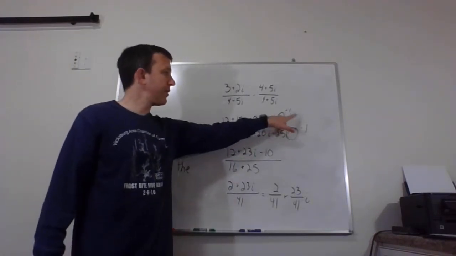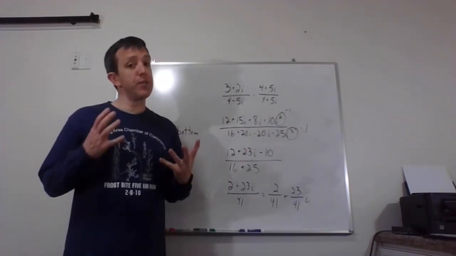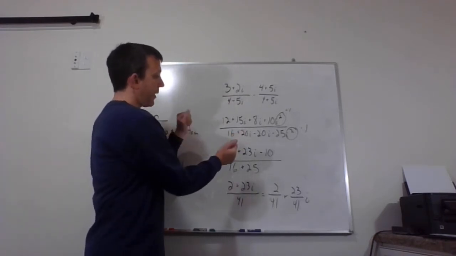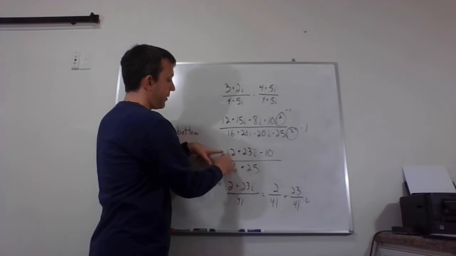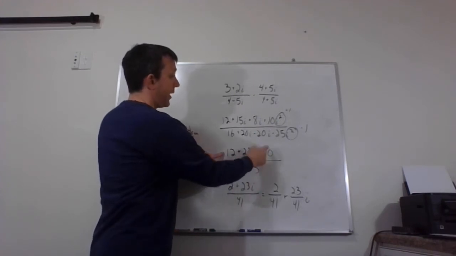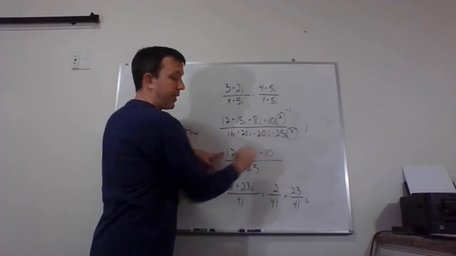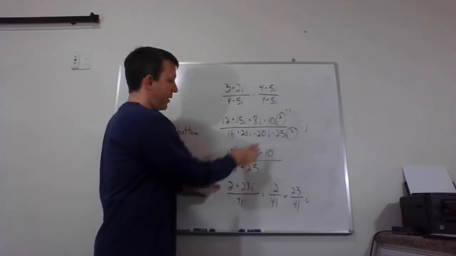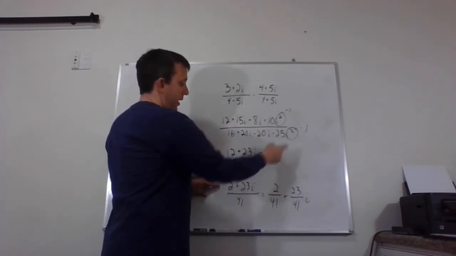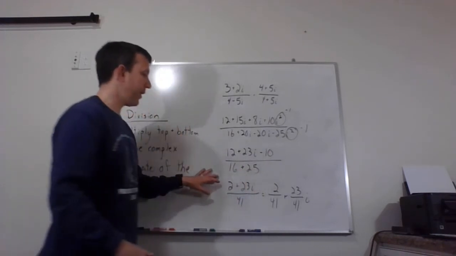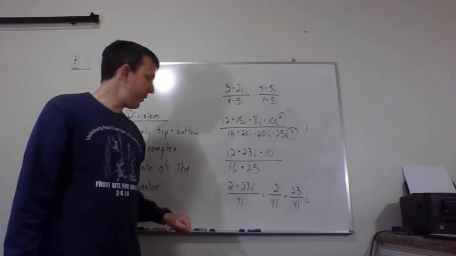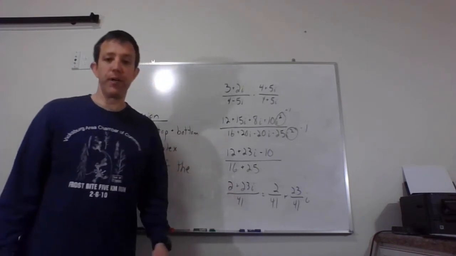So I know that the i squareds are going to turn into negative 1, just like they did on the last board when we were just multiplying. And I combine like terms. 15 and 8 make 23, so I have 12 plus 23i, and now I just have minus 10. Again, switching that sign. On the bottom, the i's in the middle knock each other out, and i squared is negative 1, which leaves me with a plus 25. So when I clean it up, I have 2 plus 23i all over 41.